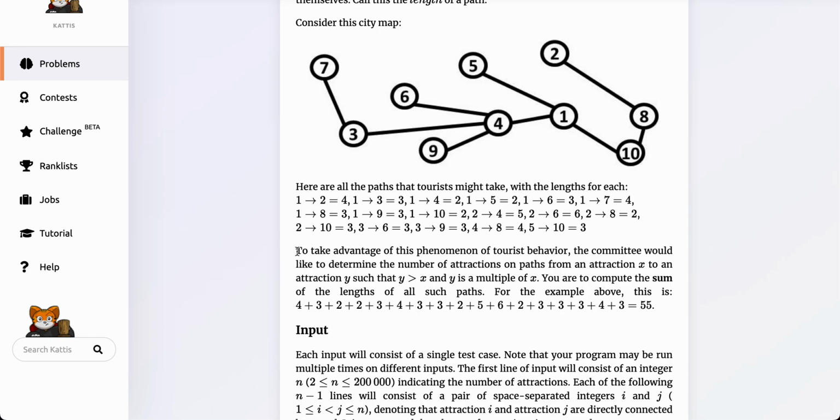length of the path. To take advantage of this phenomenon of the tourist behavior, the committee would like to determine the number of attractions on the path from an attraction X to attraction Y such that Y is a multiple of X. You are to compute the sum of the lengths of all such paths. Okay, so for any given pair X and Y, if X divides Y, then we have to go from X to Y and see how many nodes are lying in that path. So for all the paths we have to find the sum. Is it so? Yep.